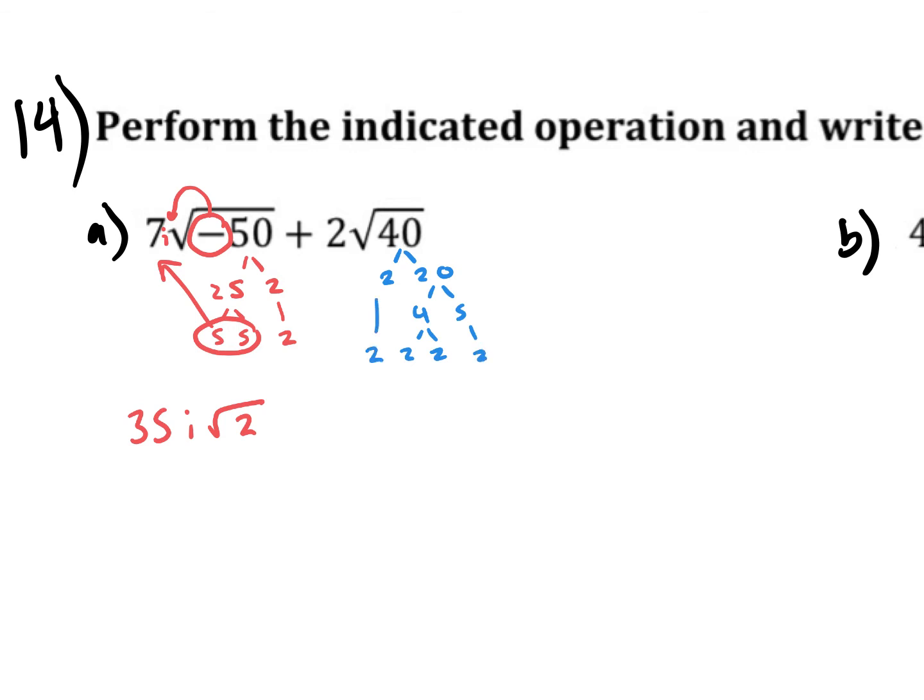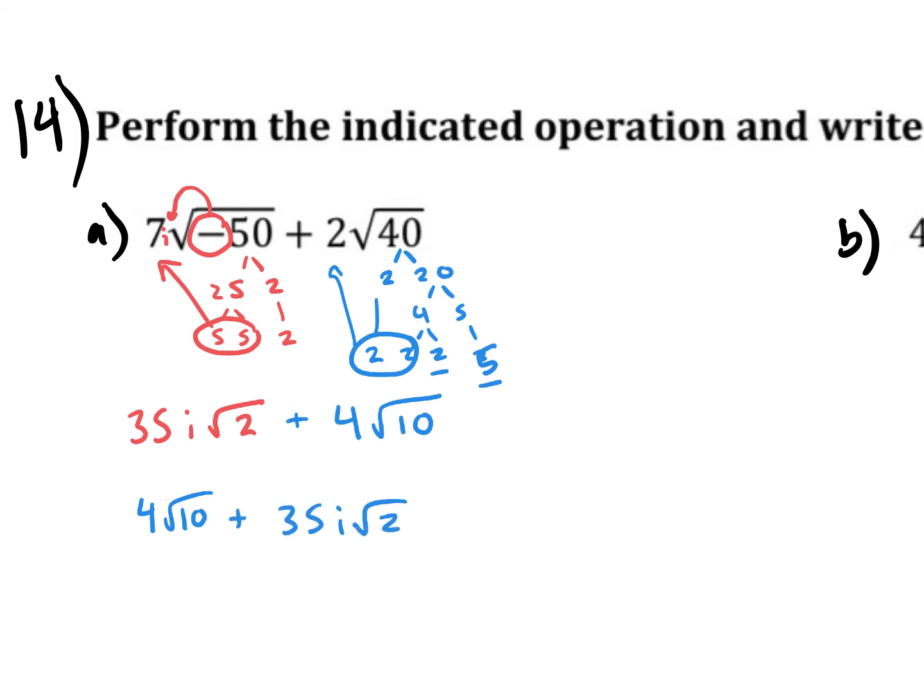So do I have any pairs? I have 2 2s. All right, so 2 comes outside with the 2 that's already on the outside. Multiply, so 2 times 2 would be 4. And then what stays on the inside? 2 times 5, which would be 10. Can I combine these together? No, but I do need to write it in standard form. So 4 radical 10 plus 35i root 2. So since one of them has an i, that one goes second.